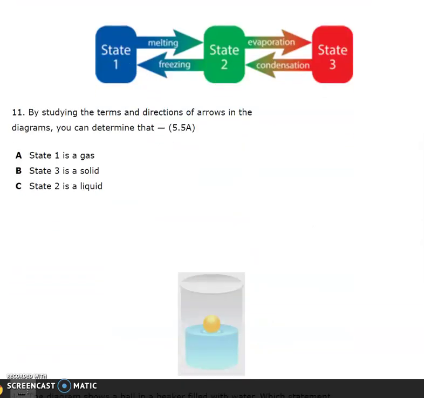Number 11. By studying the terms and directions of arrows in the diagrams, you can determine that A. State 1 is a gas, B. State 3 is a solid, or C. State 2 is a liquid. The arrows in the diagram are: state 1 going to state 2 is melting, state 2 going to state 3 is evaporation, state 3 going to state 2 is condensation, state 2 going to state 1 is freezing.